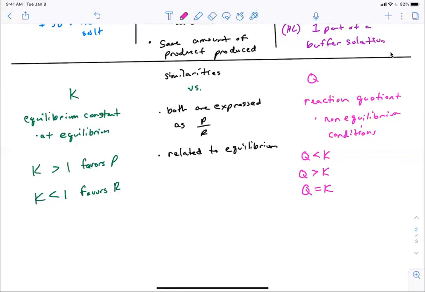If Q is less than K, that means the value of Q is smaller, which means that you have too much reactants, because reactants are on the denominator. So if you have too much reactants, it has to shift to the products. So the position of the equilibrium will shift to the products. If Q is greater than K, that means your value of Q is too large, which means you have to lower it, which means you have to make more reactants. So it'll shift to the reactants.